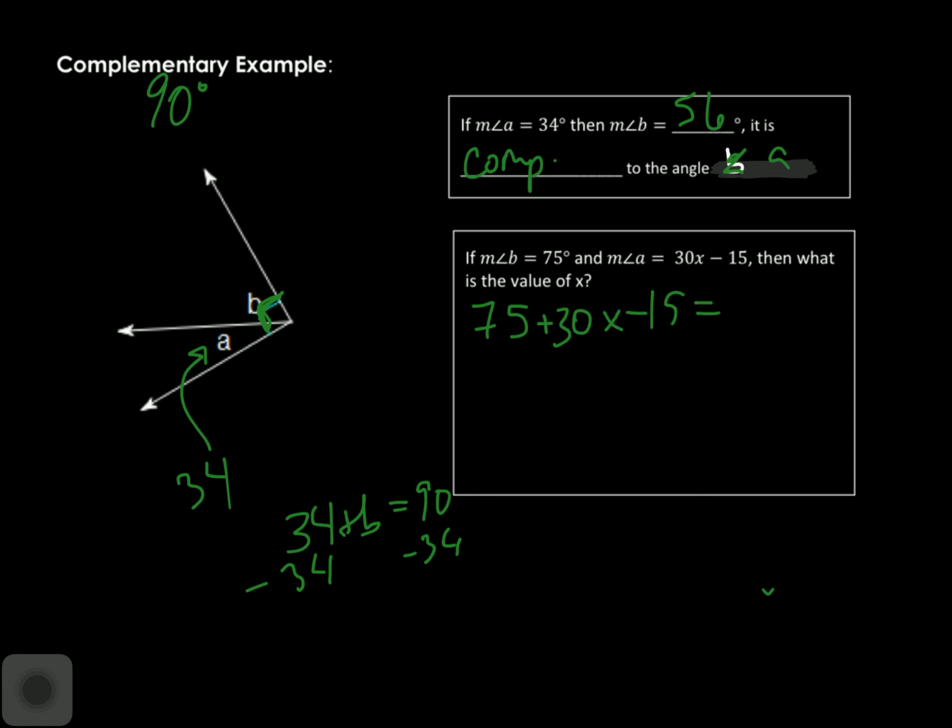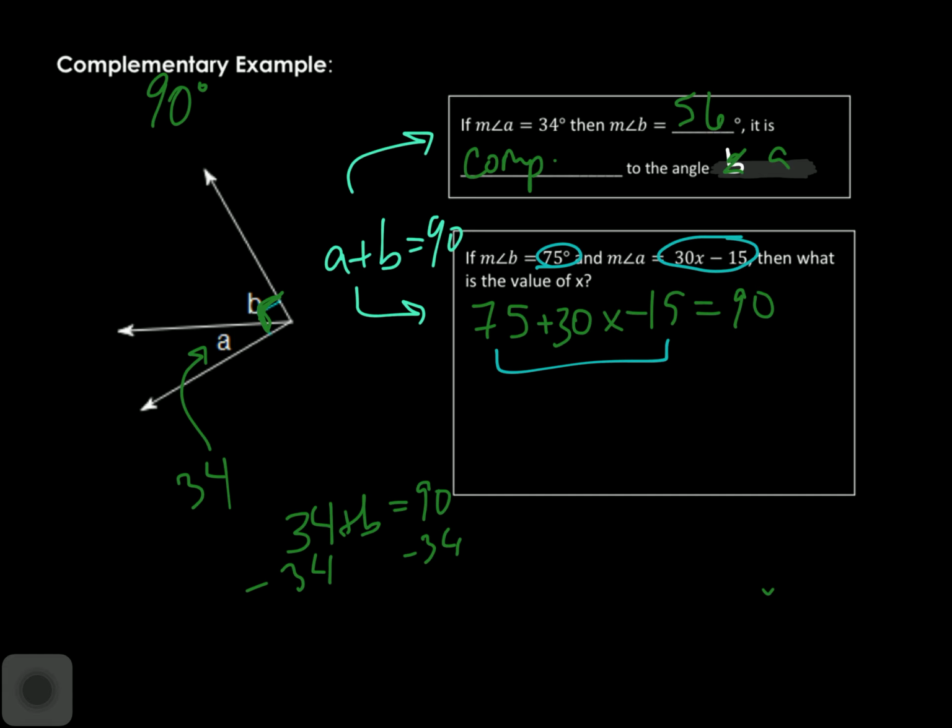Okay, go ahead and pause the video, see if you can do the second part, and then we will check once again. Alright, so hopefully we set up our equation in saying that 75 plus 30x minus 15 equals 90. Where did that come from? I know that A plus B has to equal 90. I knew that with this example, and I know that with this example. Only difference is now I'm using 75, and that goes in for one of my angles, and then 30x minus 15 goes in for the other.